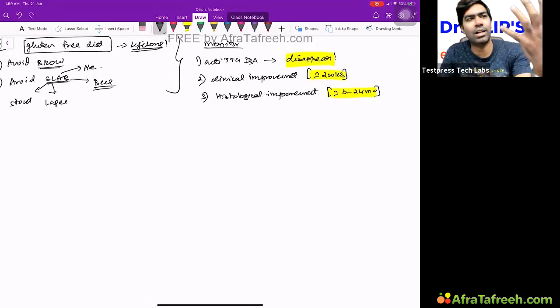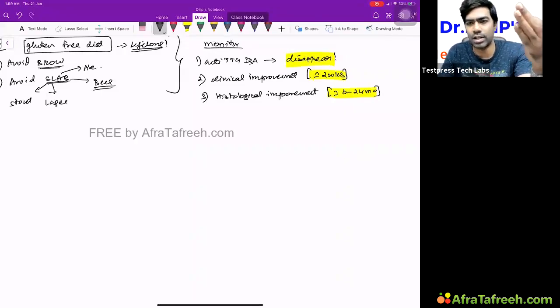Which means that the three cornerstones of diagnosis of celiac disease: the intestinal symptoms, second is the antibodies, and third is the histological features, biopsy, endoscopy. All these three things will completely get better once the patient adheres to gluten-free diet, which means you can tell that the celiac disease will disappear if the patient is on gluten-free diet. So all the characteristic features of celiac disease we studied will disappear with gluten-free diet.